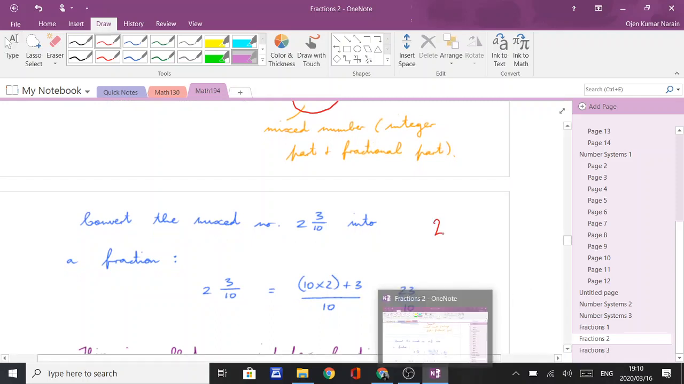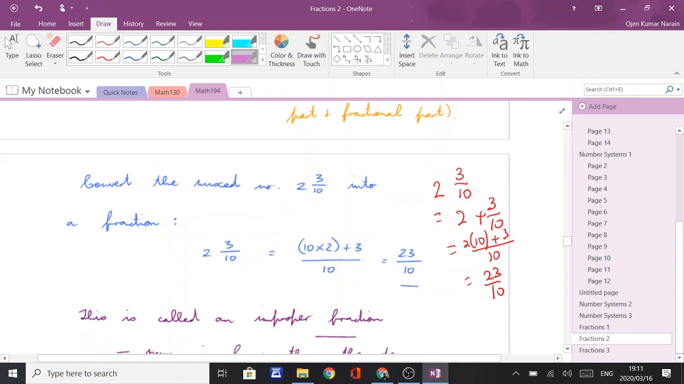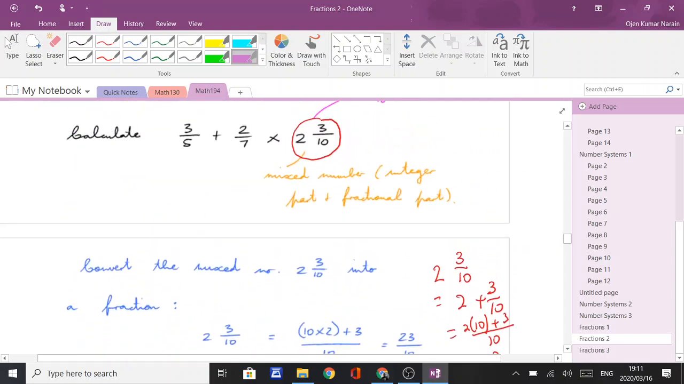So 2 and 3/10 is 2 plus 3 over 10. So that's 10 is the LCM. So 2 times 10 plus 3, and that is 23 over 10. So 2 and 3/10 is 23 over 10. So we replace that in the problem.